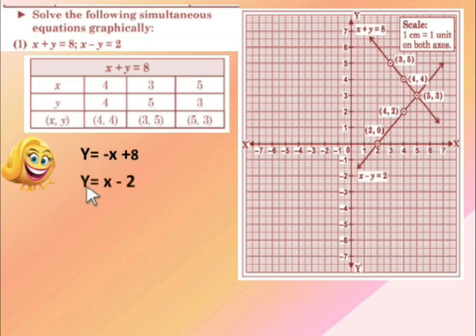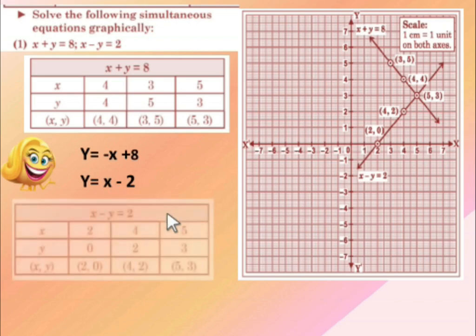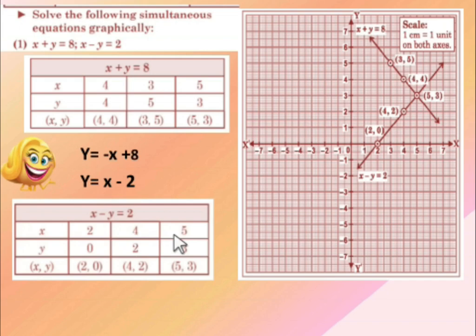The same is given as y is equal to x minus 2. Let me tell you once again, x is 0, the first value, x is 2, the other value, and the third value put it as 1. But he is taking 2, 4, 5. All the books will take it in a different manner. Don't worry. Go ahead with the simple methods.